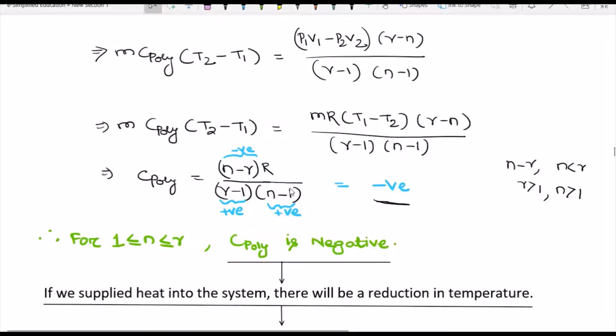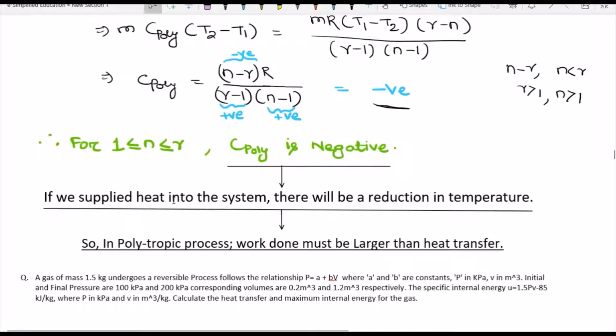So if the polytropic specific heat is negative, then if we supply the heat transfer into the system, there will be a reduction in temperature. Why? Suppose this is a system, we supply the heat, but heat is mCp delta T, or mC delta T I can say. So the heat transfer is mC delta T. So for this process C is negative.